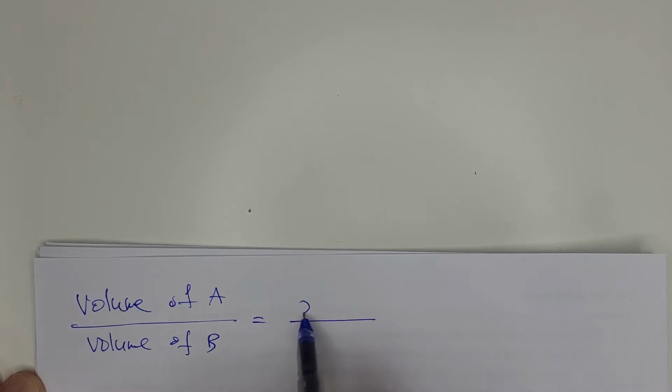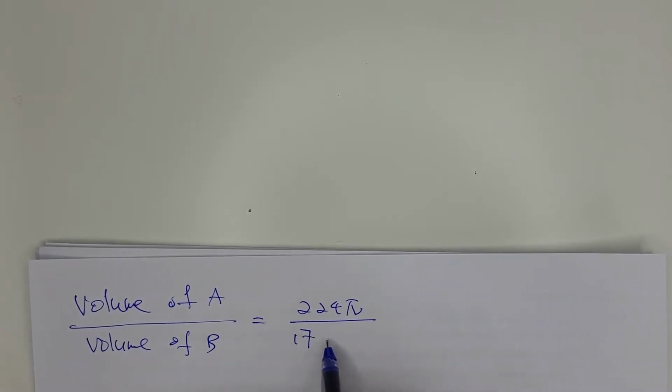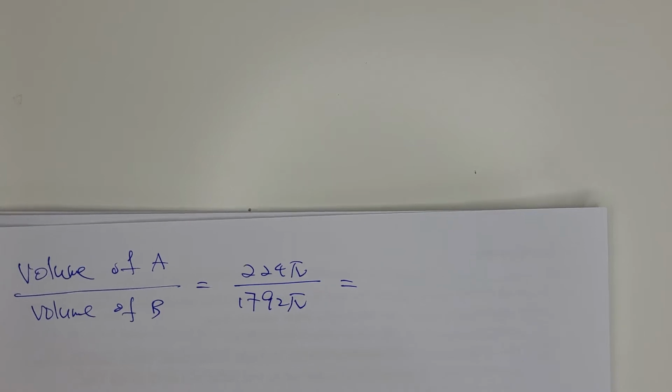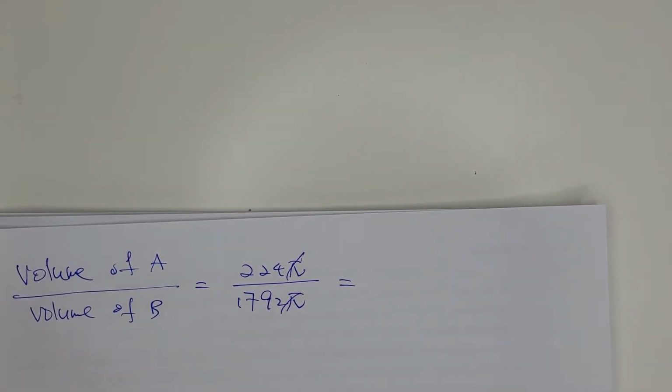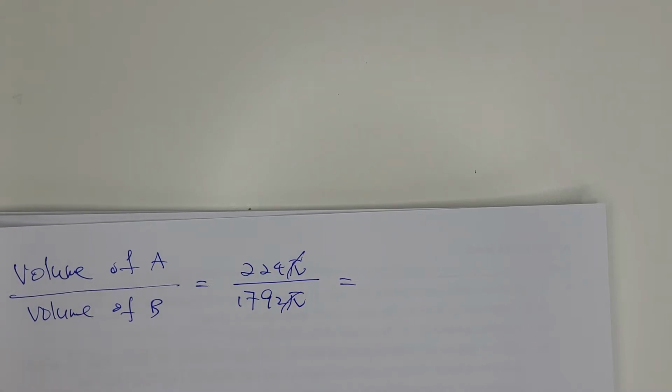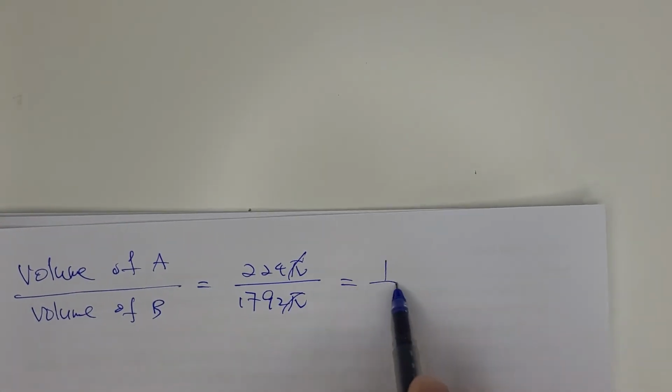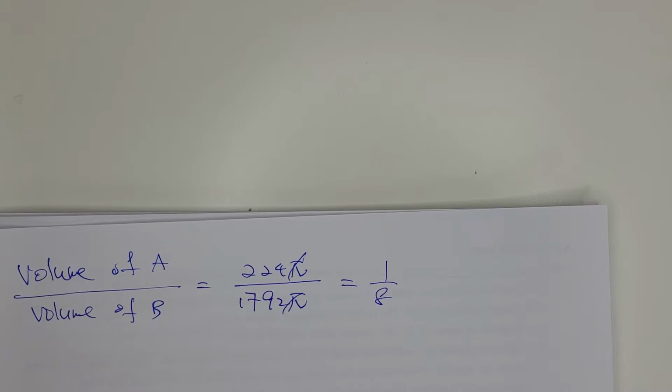That is 224 pi over 1792 pi. Do the cancellation using a calculator. Pi can be cancelled, and when you simplify this fraction, you will get 1 over 8. So this is the volume ratio.